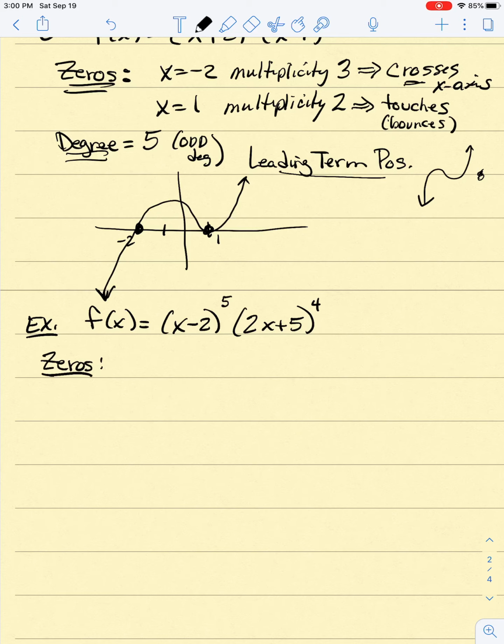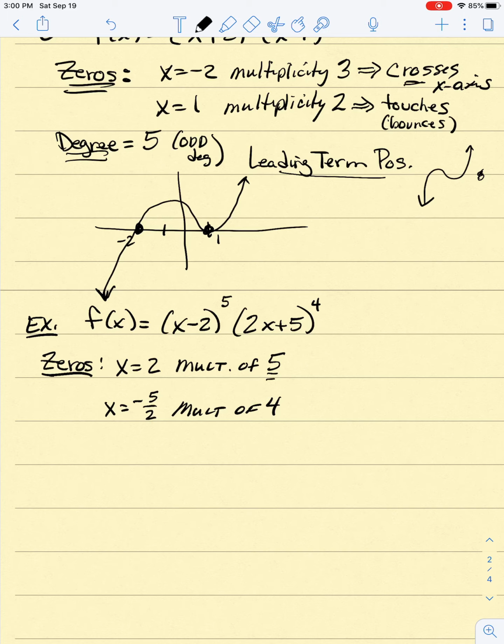Okay, so I see first I have a 0 at x equals 2. We have a multiplicity of 5, correct? If you look at the next term, we have a 0 at -5 over 2, multiplicity of 4. Okay. All right, so let's make a note to self here what this means.